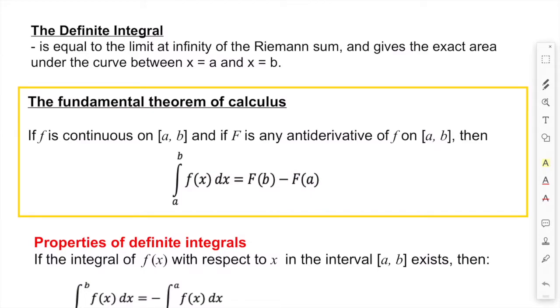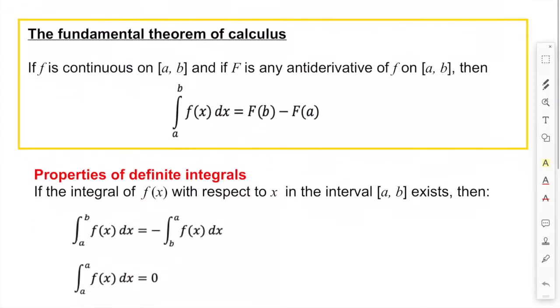According to the fundamental theorem of calculus, if f is a function on the interval a and b, and if uppercase F, the big F, is any antiderivative of the function f on this interval, then we can say that the definite integral of f of x dx from a to b is equal to substituting b, the upper bound, into the antiderivative minus substituting the lower bound a into the antiderivative of the function f.